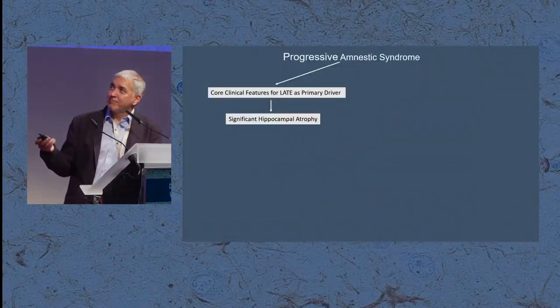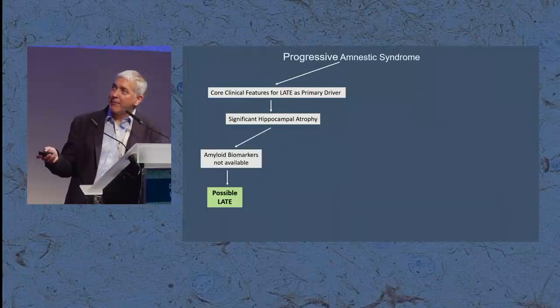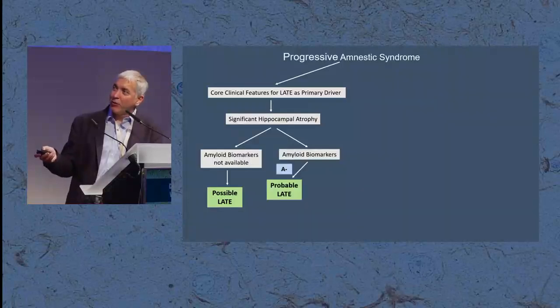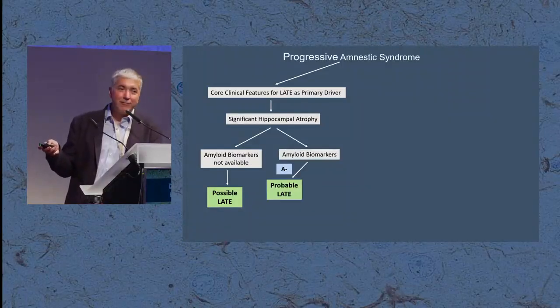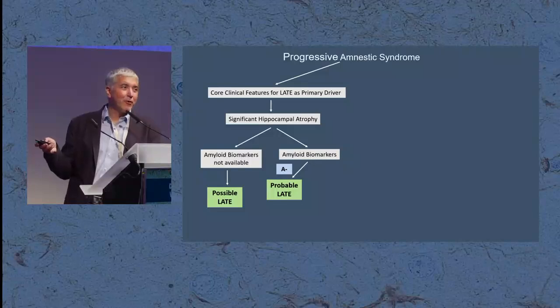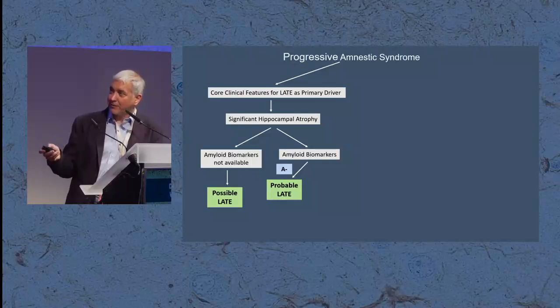And then one can apply an algorithm to this, where if you have the core clinical features of LATE and you have significant hippocampal atrophy, you can then use AD biomarkers if you have them, but if you don't, the best you can really say is possible LATE. If you're amyloid negative, I think in these cases we're pretty sure most of them are LATE, because there's not a lot of other things that produce this much atrophy in the medial temporal lobe in amyloid negative older individuals, although there are some exceptions.